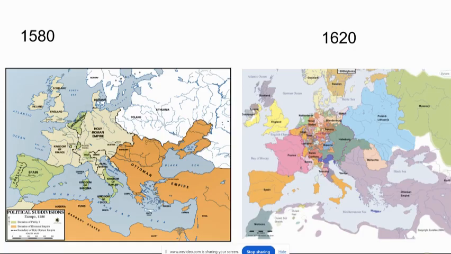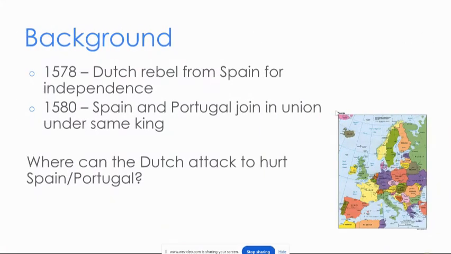So in 1580, we can see here the Dutch Netherlands were part of Spain, just like parts of Italy, but they rebel, and this leads to the 80 Years' War, I believe. There's so many of these numbered wars, but it's the 80 Years' War of Independence against Spain. Okay, that's going to have drastic consequences for the world, because Spain and Portugal have joined in a union together.